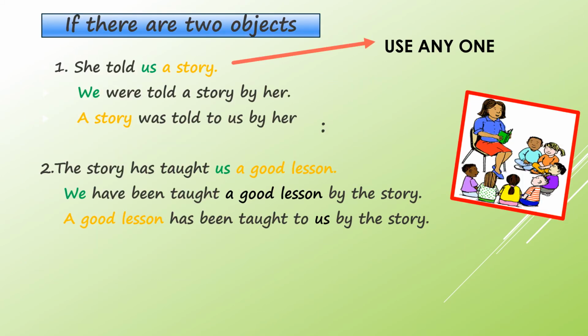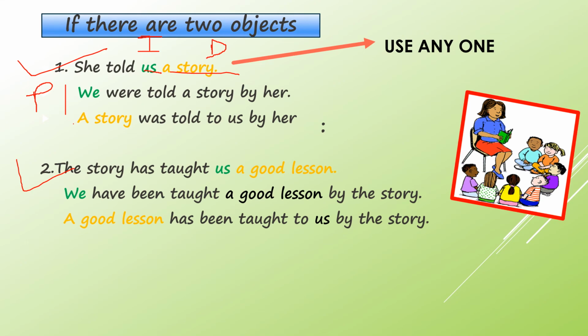In case there are two objects in a sentence, like in these two, number one and number two, if you observe, there are two objects, like she told us a story. Us is answering the question whom, so this is the indirect object, and she told what? A story, so this is the direct object. So we have a choice, either to begin the sentence with the indirect object or the direct object as done here. These two sentences are passive, right? So we were told a story by her, or a story was told to us by her.